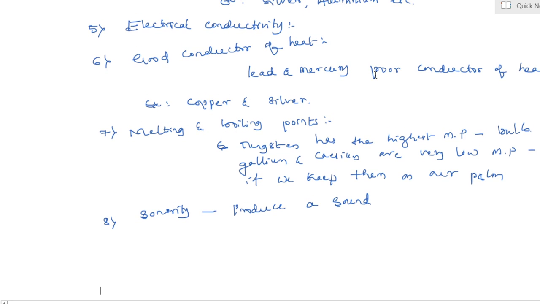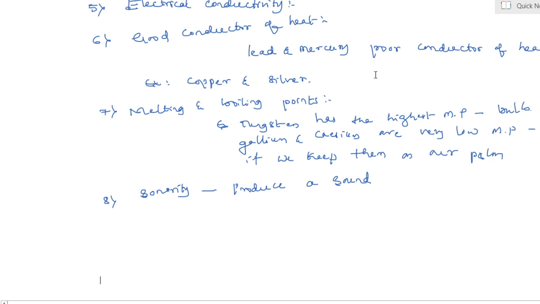And the sixth physical property: metals are termed as good conductors of heat. Yes, my dear students, but there are some exceptions. Lead as well as mercury are both termed as poor conductors of heat. Examples of good conductors of heat are copper and silver. And the seventh property is melting and boiling point. It means metals have high melting and boiling points. Here tungsten has the highest melting point, while gallium and caesium have very low melting points. It means they melt if we keep them on our palm.